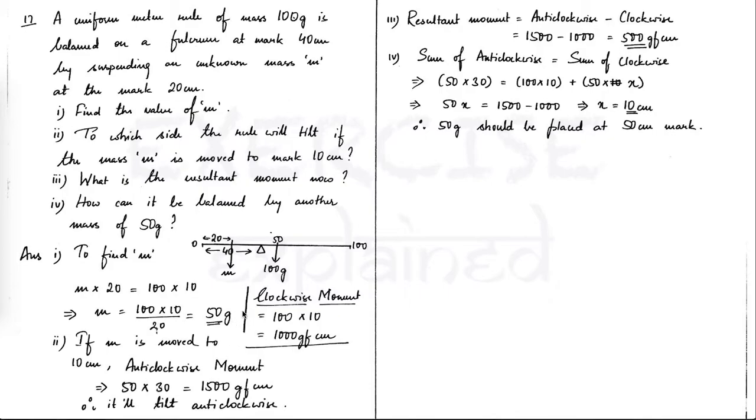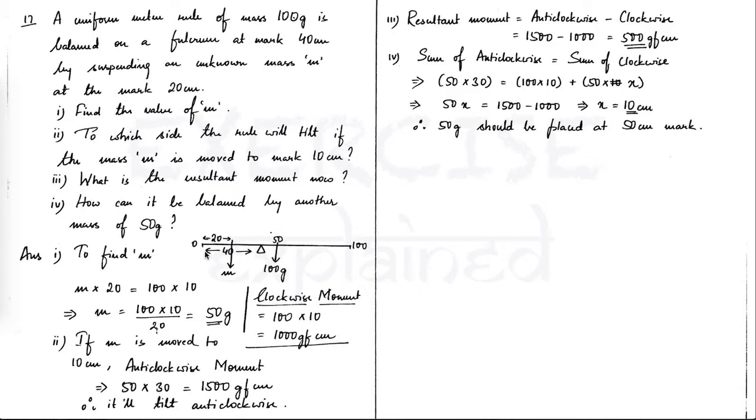Now what I do is I find the clockwise moment. So clockwise moment is 100 grams into this distance, that is 10. So that is 1000 gram per centimeter. Now as we can see here, the anti-clockwise moment is much greater than the clockwise moment. So the bar will be tilted to the left side, or we can tell it will tilt anti-clockwise.